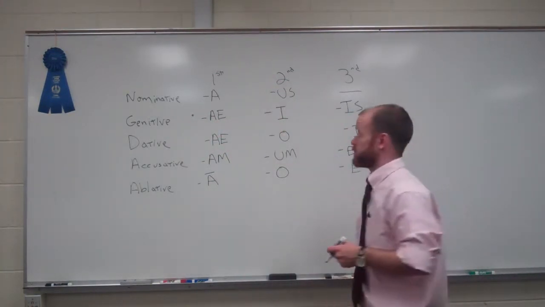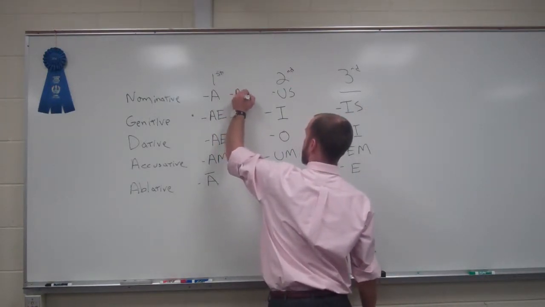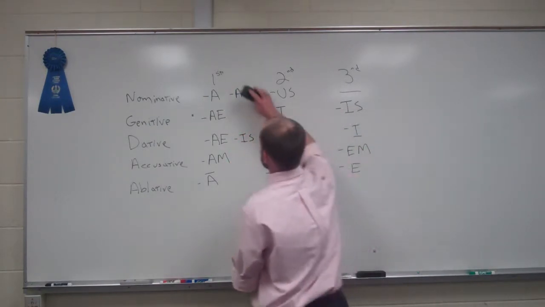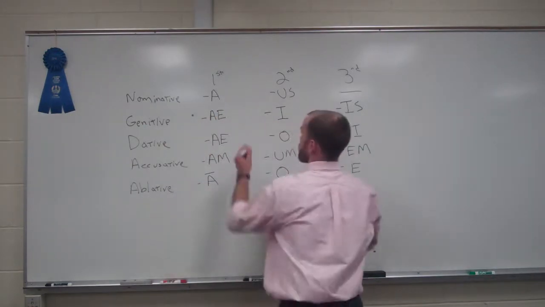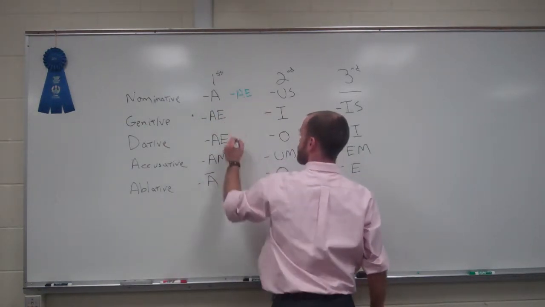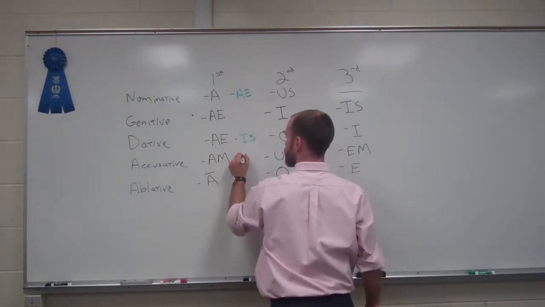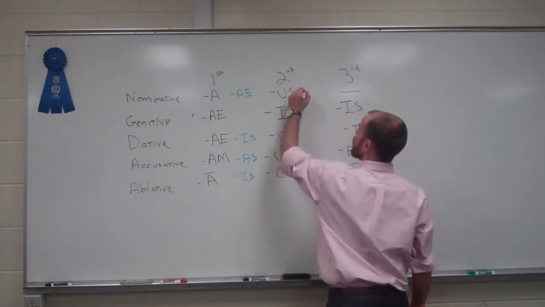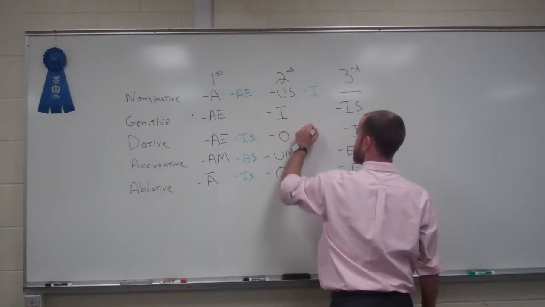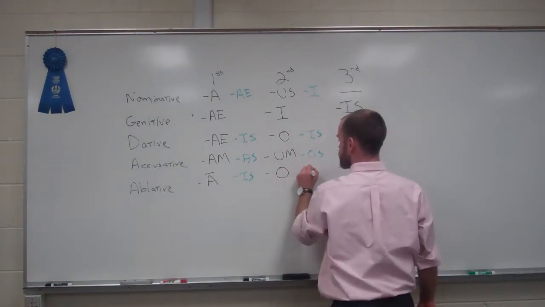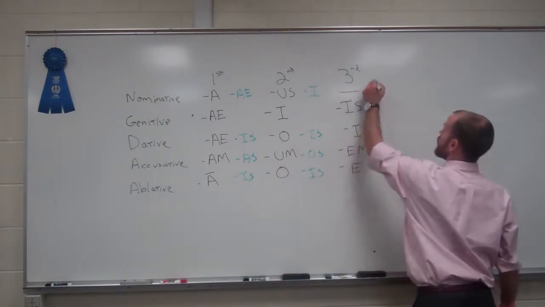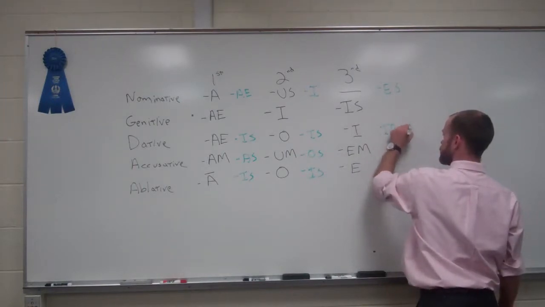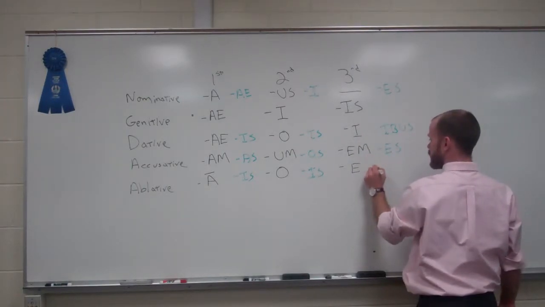I'm going to add the plurals right next to them. I'm going to help you guys out a little bit with contrasting colors. AE, IS, AS, IS. Then I, IS, OS, IS. Then ES, IBUS, ES, IBUS.